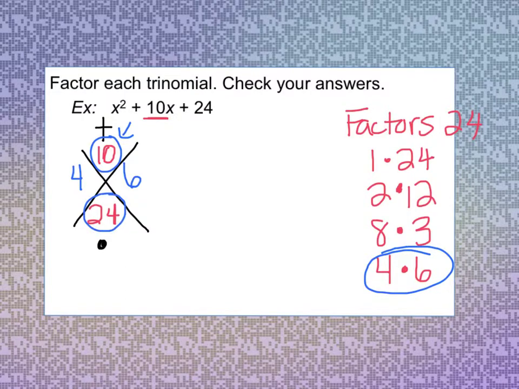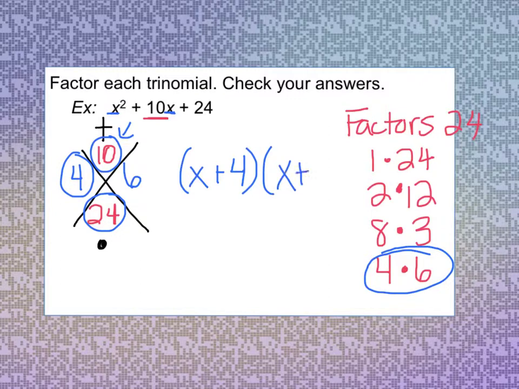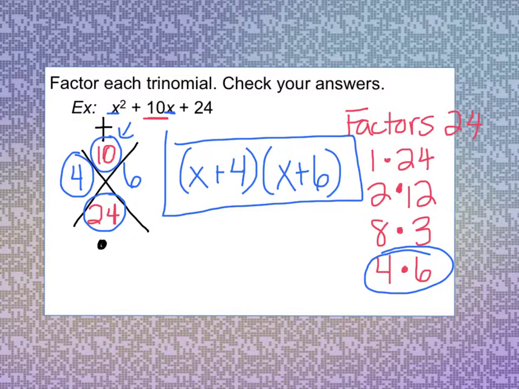And so now our factored form of the trinomial will be x plus 4. I'm using x because x was used in our trinomial, and I'm putting positive 4 because this is a positive 4. And then multiplied by x plus 6. Once again, a positive 6. And here is our answer in its factored form of the trinomial.